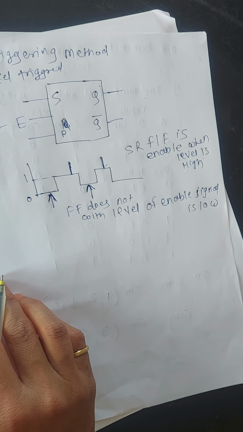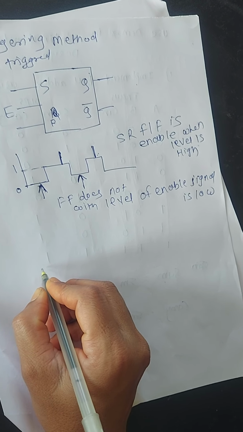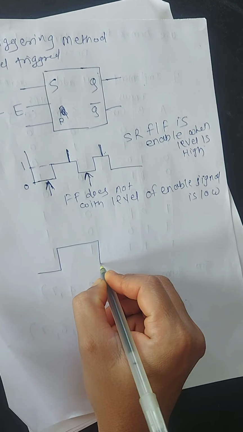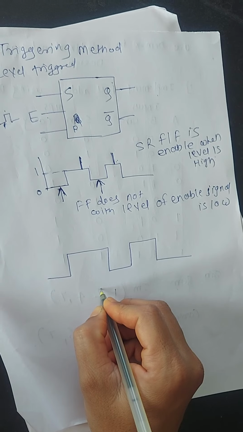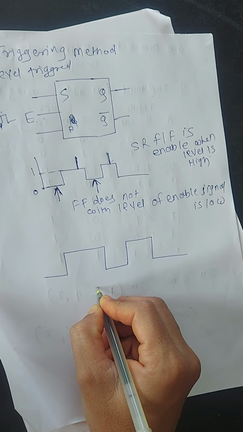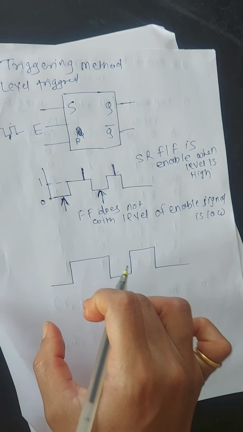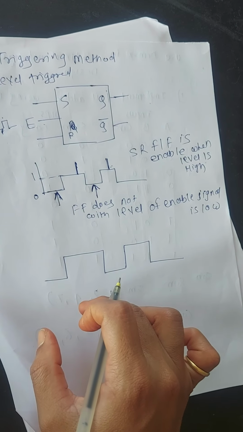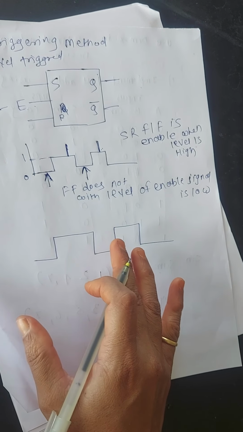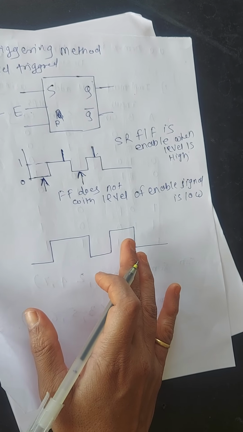Next is edge trigger. In edge triggering, a clock signal is applied to the flip-flop, and the flip-flop changes its outputs only corresponding to the positive rising or falling edge of the clock. Falling or rising edge of the clock input are called edge trigger, and these flip-flops are said to be edge triggered, not level triggered.